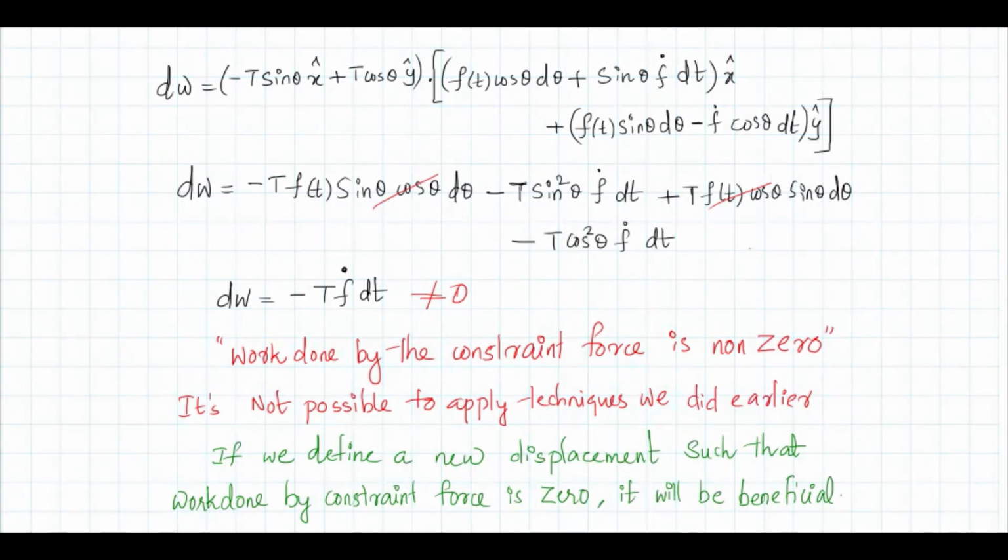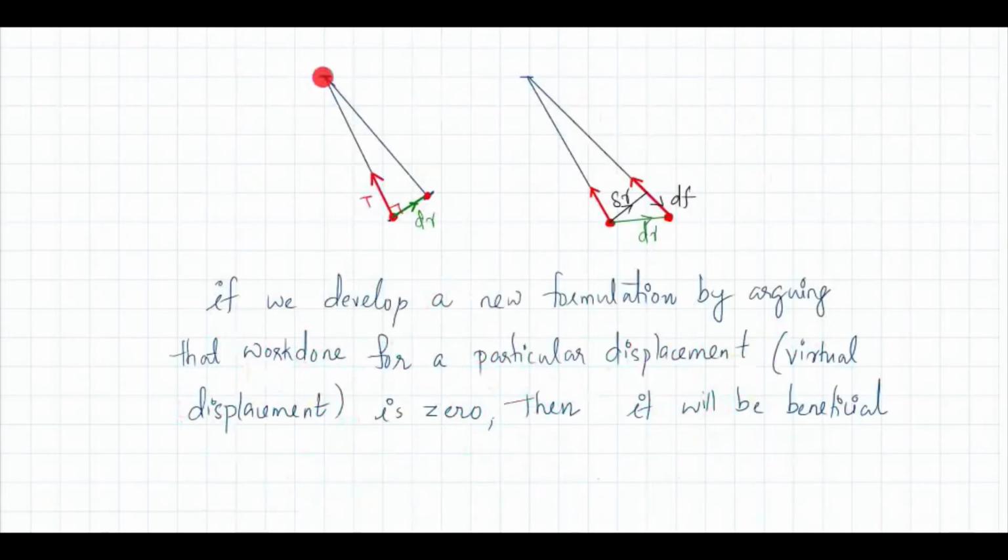Now, why is the work done by the constraint force non-zero? Please look at this figure. The first figure is the one with L equal to constant. The length of the string is constant. Then the tension at any instant and the instantaneous displacement dr will be perpendicular to each other. Work done will be zero. This is the first case.